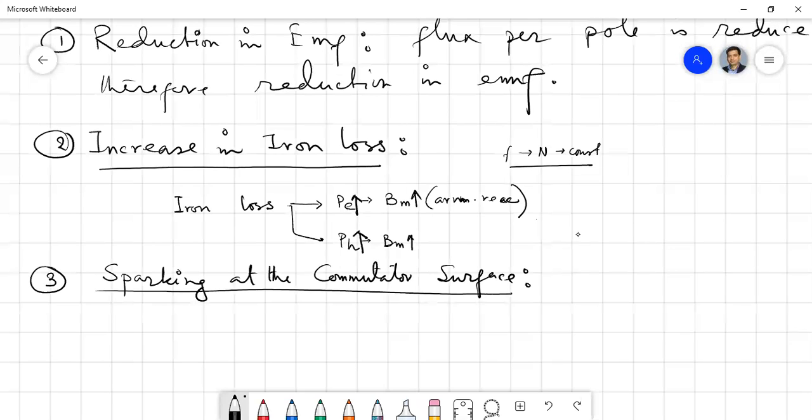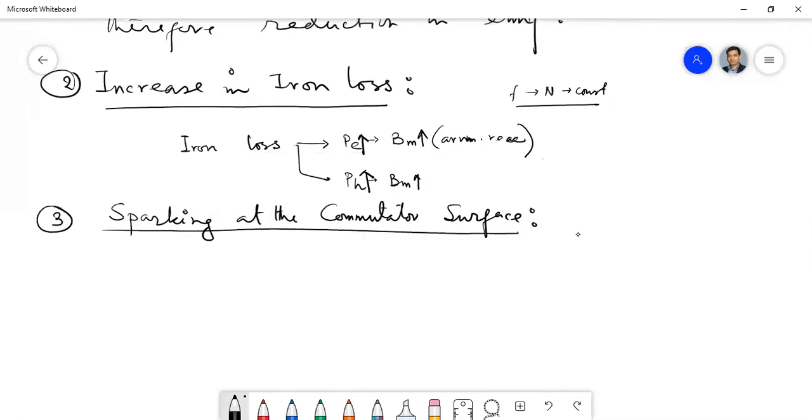Now for commutation, there should not be any voltage induced in the coil which is going under commutation. That point I already mentioned during the discussion of commutation. If there is some voltage in the coil going under commutation, and that voltage goes beyond 30 volts, then there will be sparking. Is that clear?